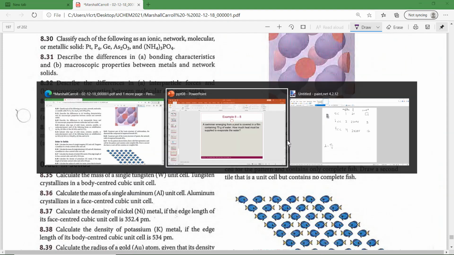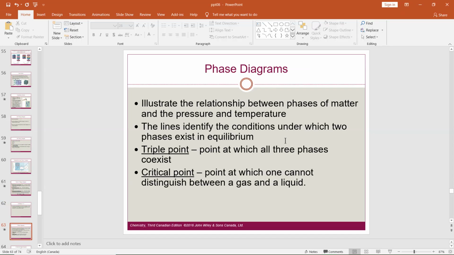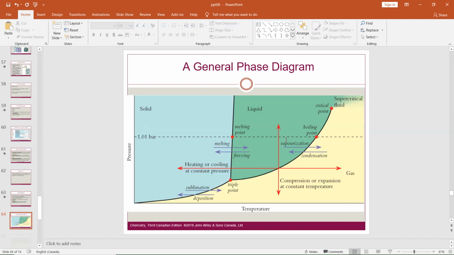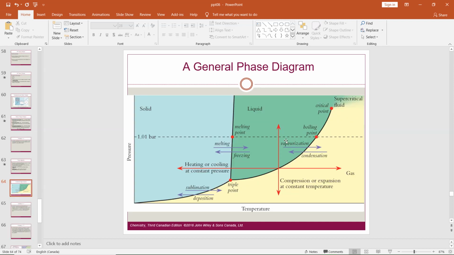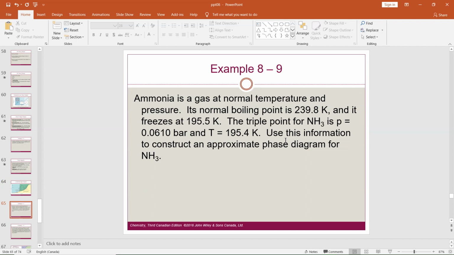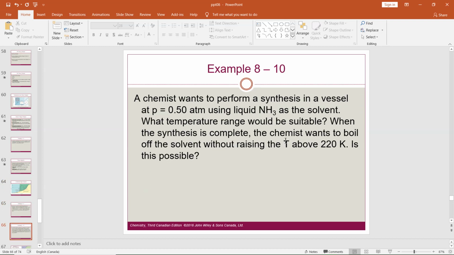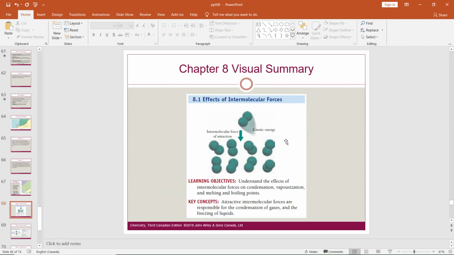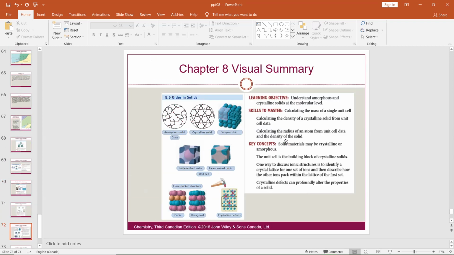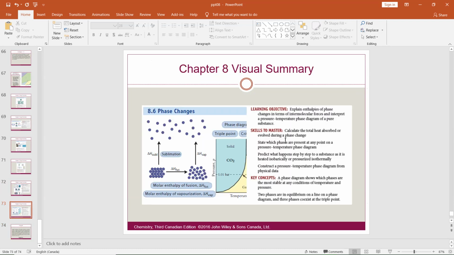Okay, let's see if the slides tell us anything useful. Triple point, critical point, general phase diagram, example 8.9. Okay, we looked at that one. Variations on phase diagram, visual summary. And there we have it. Okay, so try some of those questions. Have a good time.